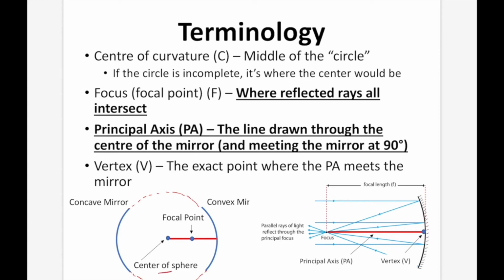Focus, otherwise known as the focal point, or F, is where the reflected rays all intersect. The principal axis, the PA, is the line drawn through the center of the mirror and meeting the mirror at 90 degrees. So that's going to be this red line right there. And the vertex is the exact point where the principal axis meets the mirror, which is located right there.